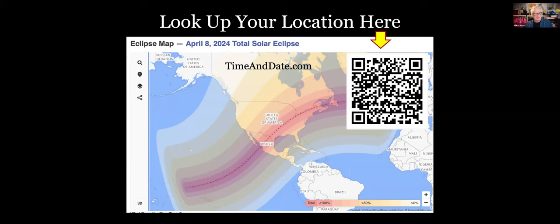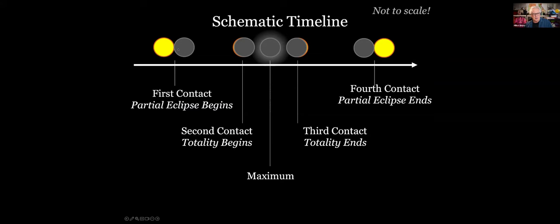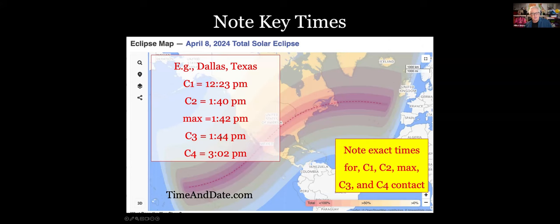So that's something to think about. For example, in Dallas, Texas, which is a pretty good location, you can see that the first contact, which is this thing over here, happens at 12:23. And then look at this, C2 to C3 is only 4 minutes, and then the whole thing's over at 3 o'clock. So when you're starting to consider your plans for the eclipse, the first place I started is to look up these times and write them down so you have a reference point.